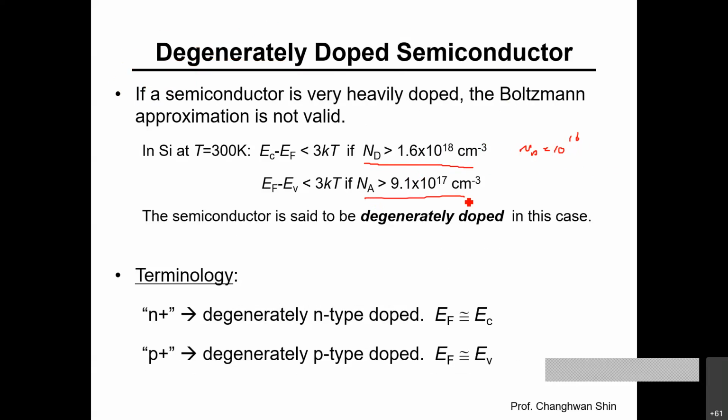What about the acceptor concentration? That is 9.1. That's too complicated. Just ignore the number and use 10 to the 18. So if the doping concentration is higher than 10 to the 18, then this semiconductor material is heavily doped. Otherwise, it is lightly doped.